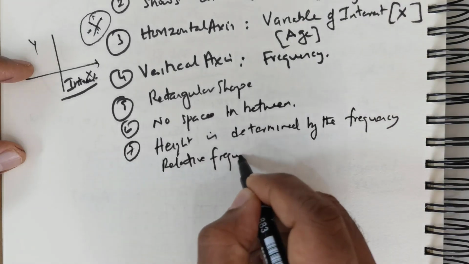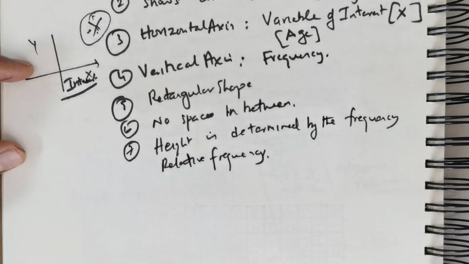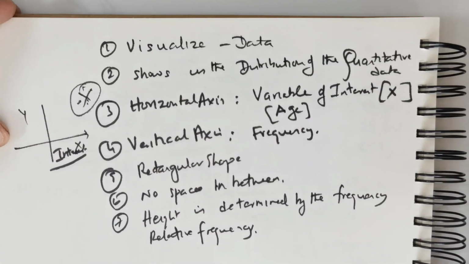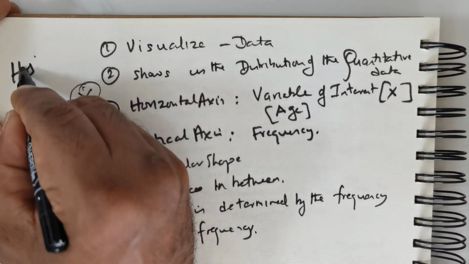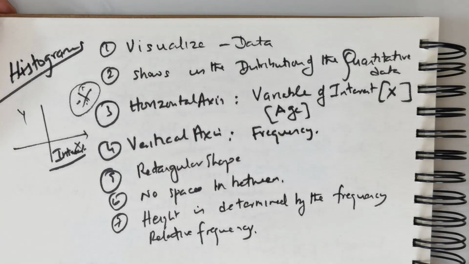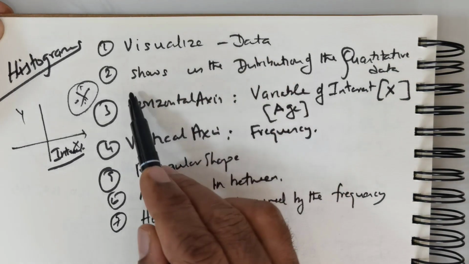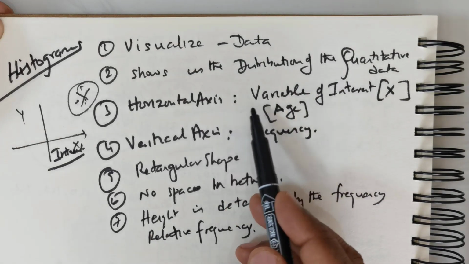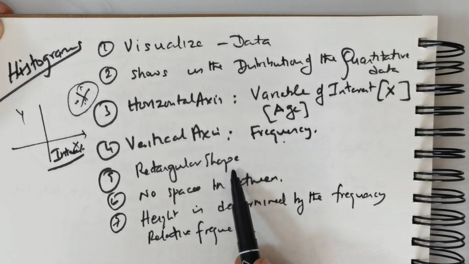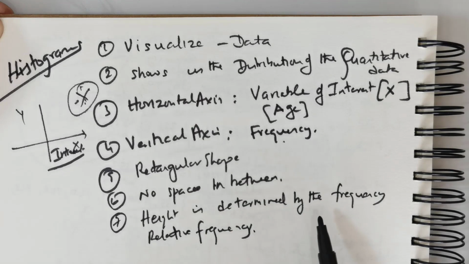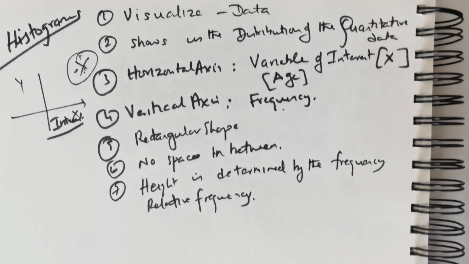I've already given you how to calculate the relative frequency in the previous class. Frequency or relative frequency, you can do that. So these are the all important points in getting the histogram correct. And histogram is a key feature in visualization. So what does it do? It helps us to visualize the data. It gives us the distribution of the quantitative data. Horizontal axis, always pick the variable that interests you. Vertical axis, it's a frequency. The histograms are drawn in rectangular shape. You cannot have any space in between them. The height is determined by the frequency or by relative frequency. So that is the wonderful part of histograms.